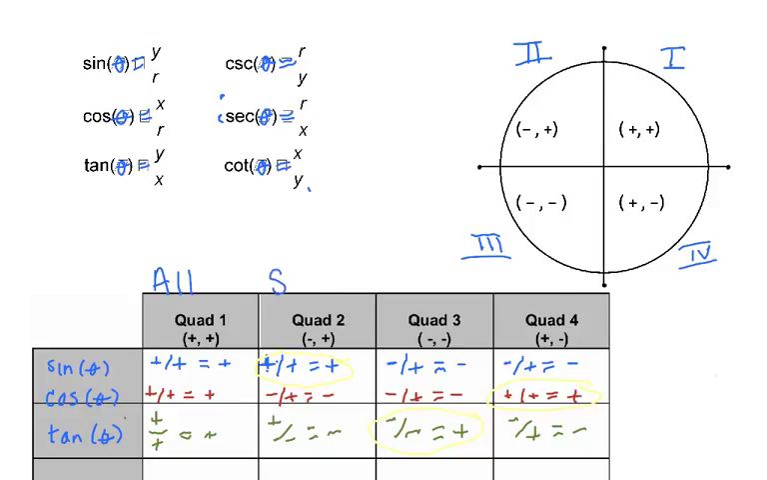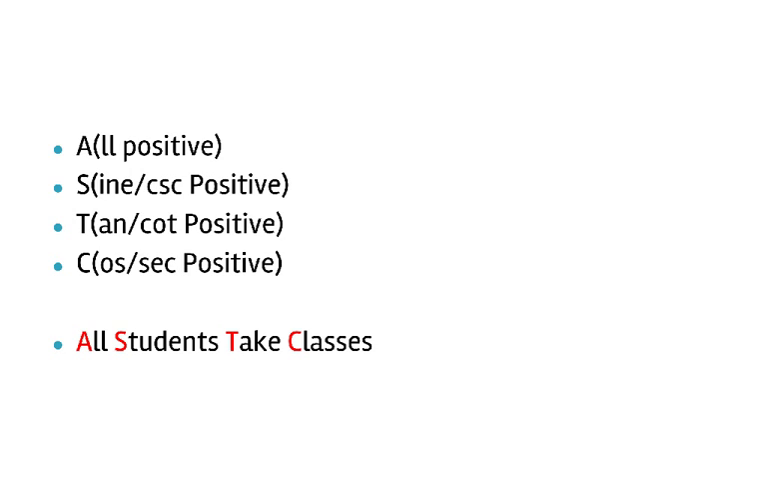In quadrant 2, sine is positive only, and its reciprocal. In quadrant 3, just tangent would be positive, and in quadrant 4, just cosine would be positive. So if I continue on that thinking, we can say something like this. Everything is positive in quadrant 1, sine in quadrant 2, tangent in quadrant 3, and cosine in quadrant 4.